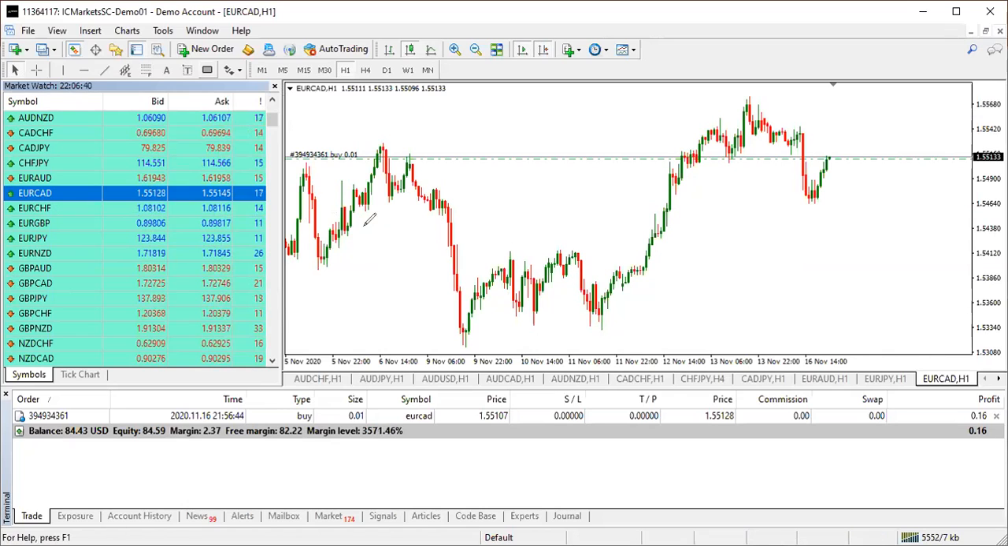Okay, let's say I want to, where's my pen? I want to buy Eurocard at 1.5514. Okay, remember, the fourth decimal number is the pip.